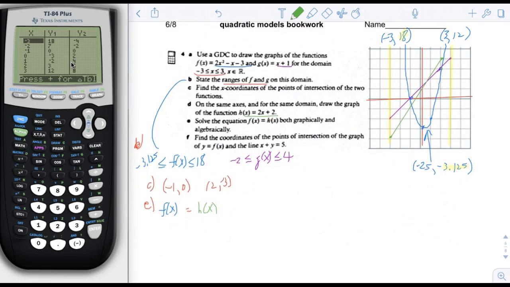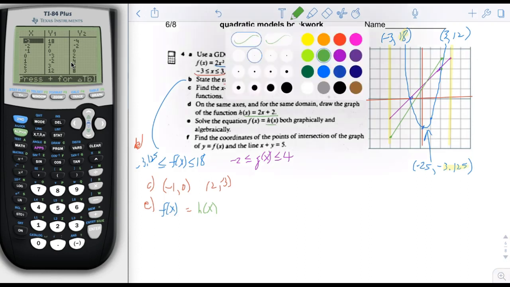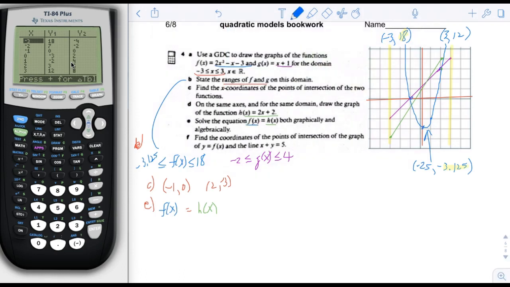Okay, and now they want us to solve the equation f of x equals h of x. There's a couple ways to do that. They ask us to do it graphically and algebraically. We're going to do it for now just graphically using the calculator, and then eventually we'll do it algebraically for those who want to watch that. Okay, so how do we solve f of x equals h of x?